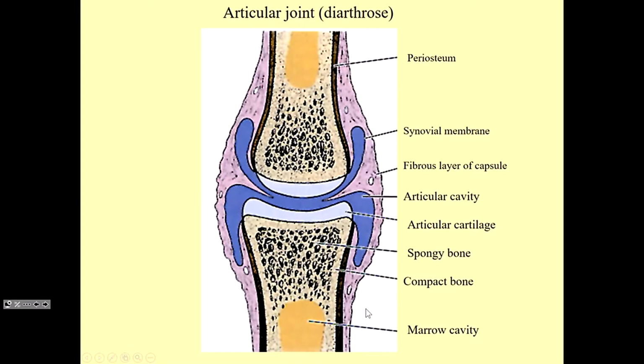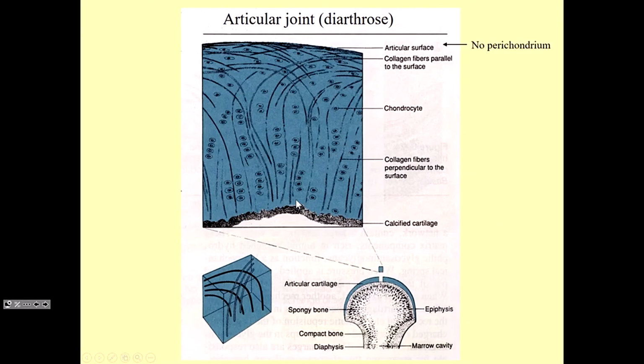So here's a schematic of our articular joint. The blue is the space, the articular cavity. It's surrounded by a synovial membrane, and the white is the cartilage, the articular cartilage. Now, the articular cartilage does not contain perichondrium. You can imagine if you had a perichondrium, when you've got two articulating surfaces, the perichondrium can rub off, so you don't have a perichondrium in articular cartilage. This is shown here, no perichondrium. Here's our long bone. Here's a section through the cartilage.